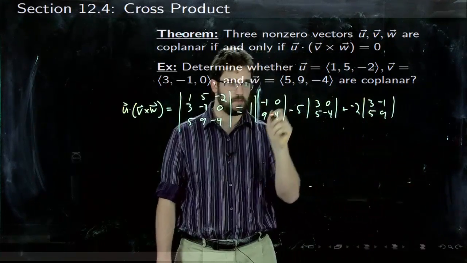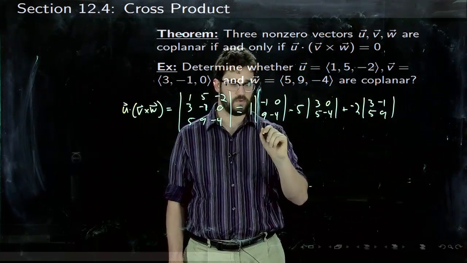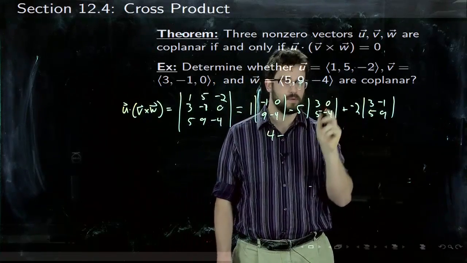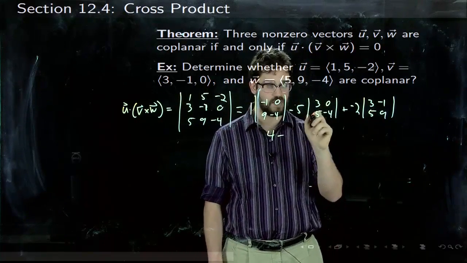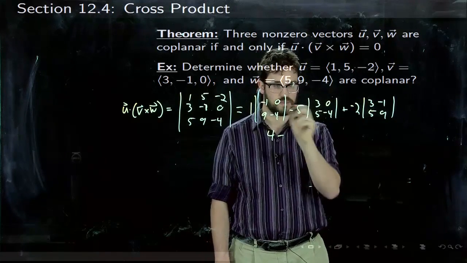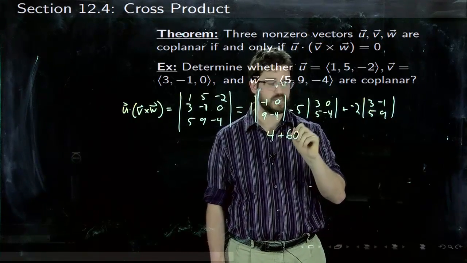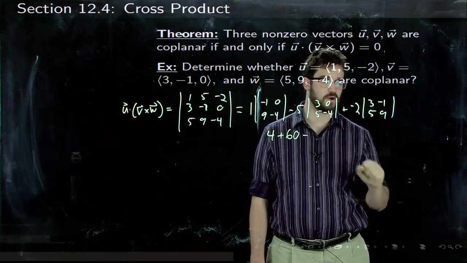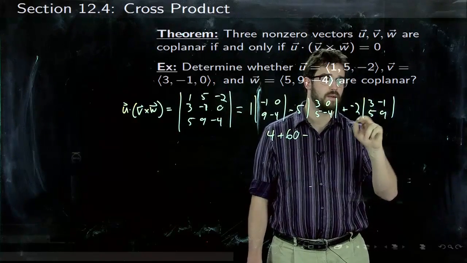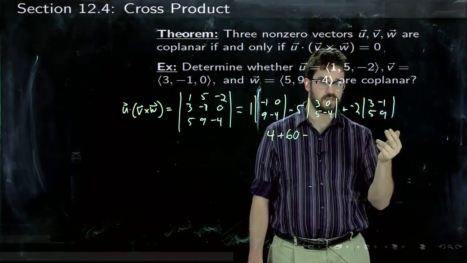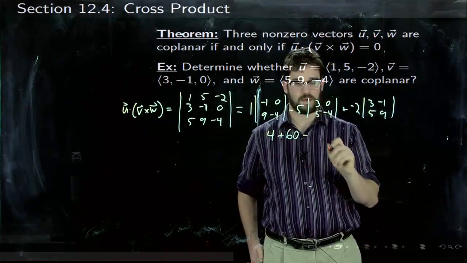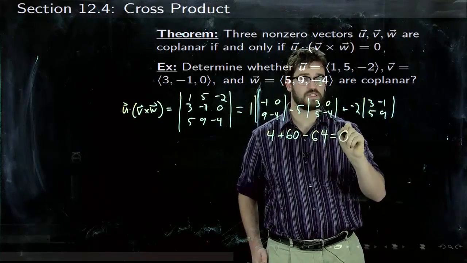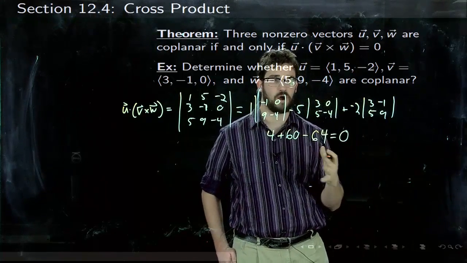Well, we have 4 minus 0, so we get 4 here, minus 5 times negative 12, negative 12 minus 0, so negative 12 times negative 5 would be plus 60, and then we get negative 2 times the determinant here, which would be 27, minus negative 5, which would be 32. So we get minus 64, which is equal to 0. Therefore, the vectors are coplanar.